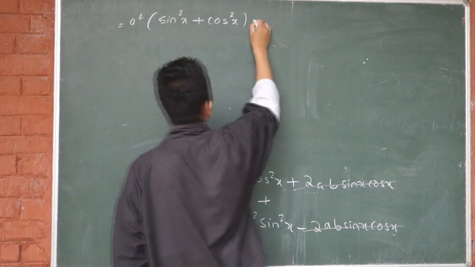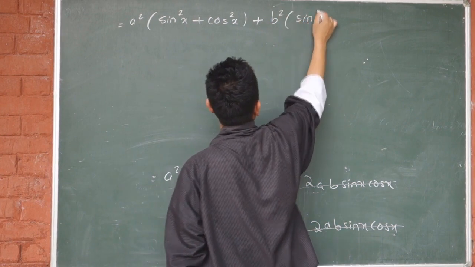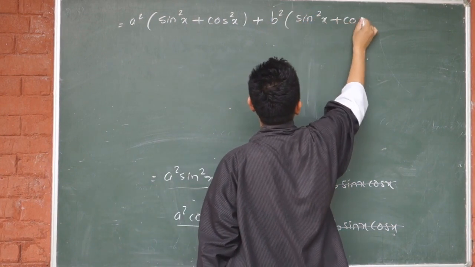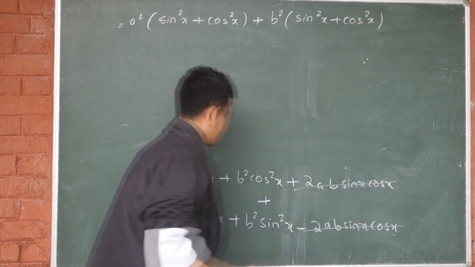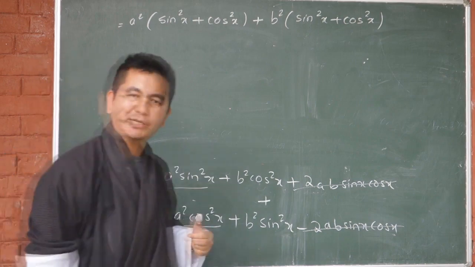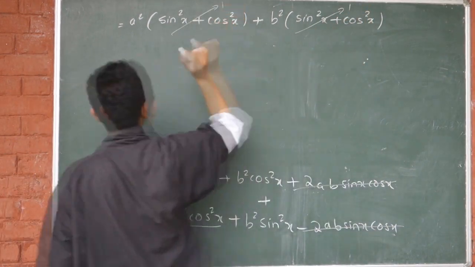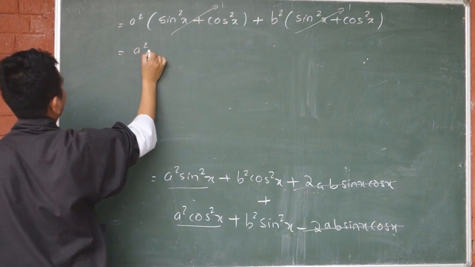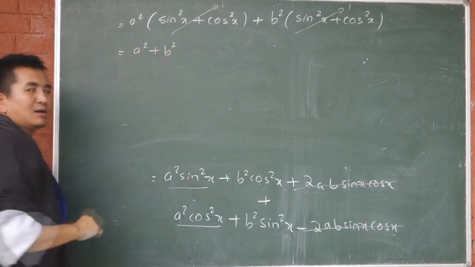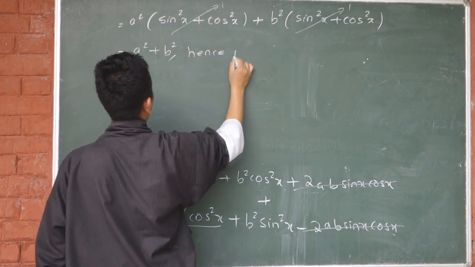Then from here you take b square common outside. If I take b square common outside, we have sin square x plus cos square x. This turns to 1. So we have now finally a square plus b square. Hence, proved. Okay?